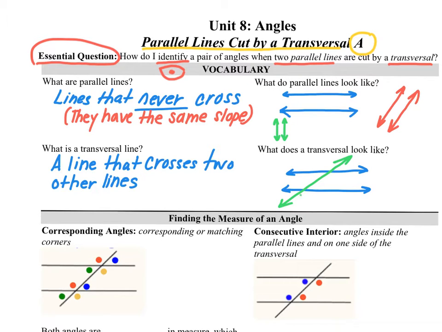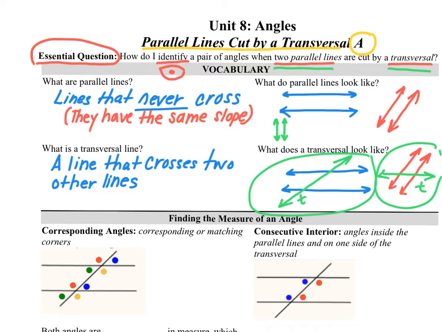So I'm going to call this T for transversal. It may look something like this, where you have two parallel lines, just like we drew up there, same slope. And my transversal is maybe going to go straight through this way. And we'll call that T. So it's any type of line that crosses through two other lines. Okay, so we're talking here, the essential question said that we have to identify angles given two parallel lines cut by a transversal. So now we know what that looks like. Two parallel lines cut by a transversal. There's two examples for you right there.